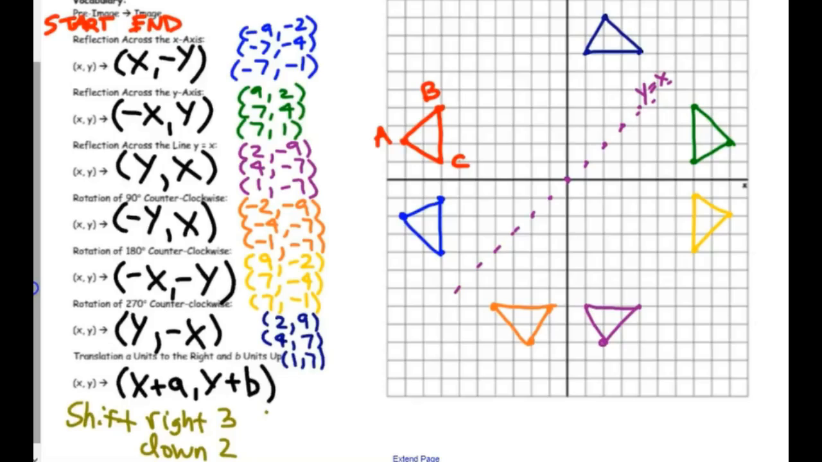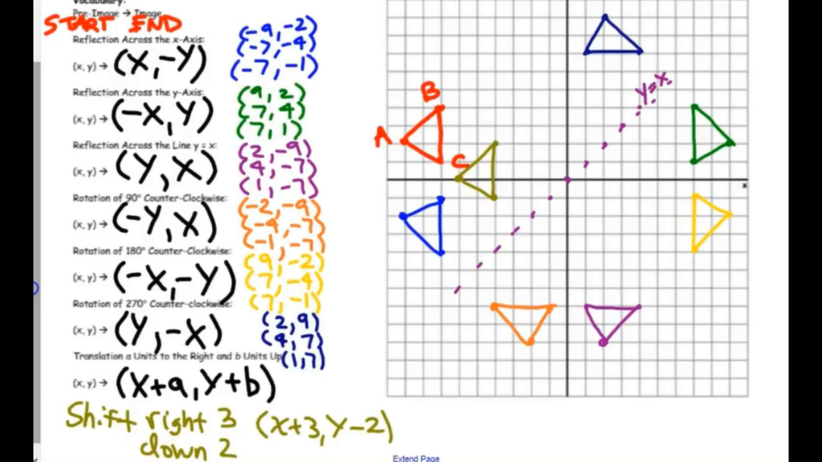Sometimes you'll see it like this. x plus 3, y minus 2. The main thing people get confused on, don't get confused. Everyone knows right is positive, left is negative, up is positive, down is negative, right? So, let's do that. x plus 3, y minus 2, so right 3, down 2, there it is. Right 3, down 2, right 3, down 2. Okay. So that's an example of a translation, right?